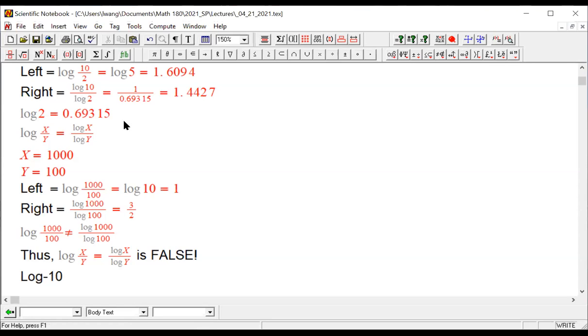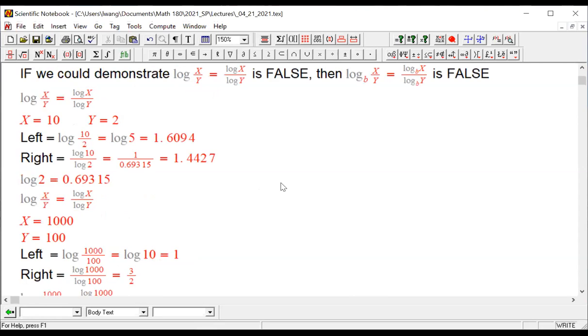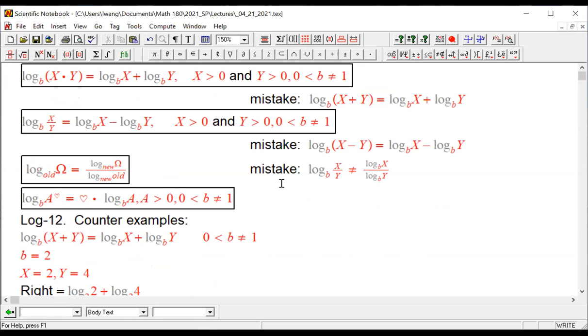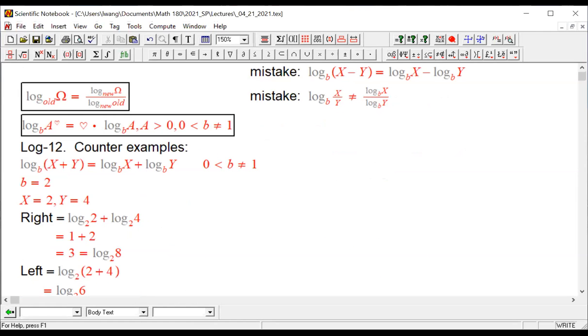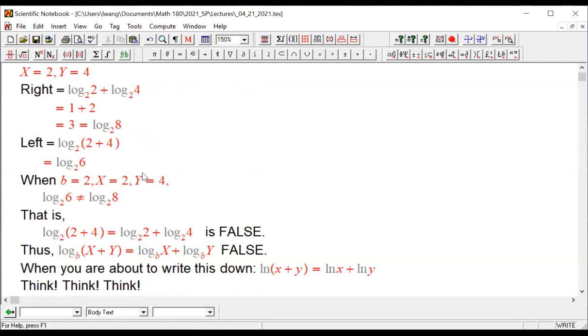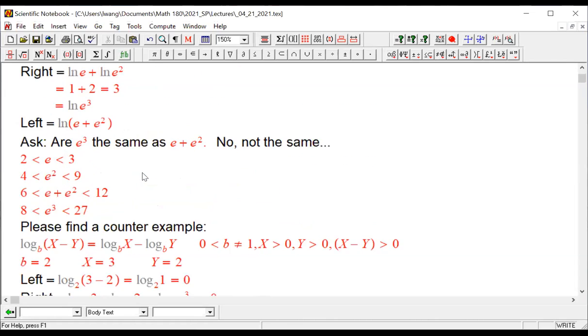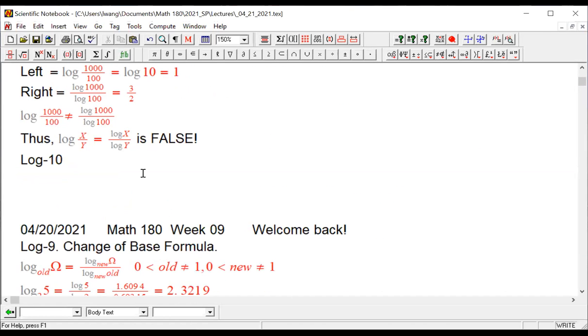Okay, so we covered all the cases. I don't think the mistakes in logarithm are limited to those four cases. Let's go back here again, this is false, right? And this false, as we demonstrated yesterday, for different bases, shows up in different forms. So you want to be able to recognize those are mistakes. Now let's go back to log 10.